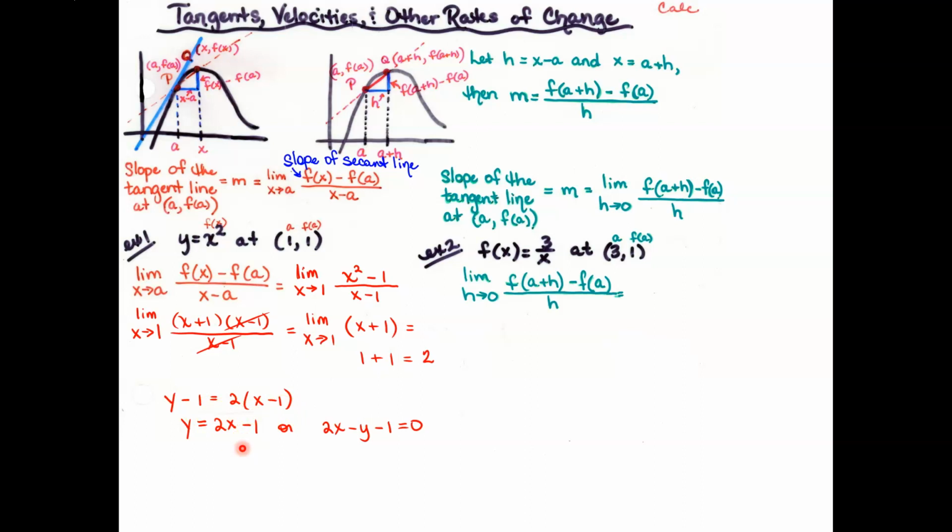And if we want it in standard form, we can just subtract this y over so that we have 2x minus y minus 1 is equal to 0. And then it's in standard form. So whichever way they want us to give the equation of our line.